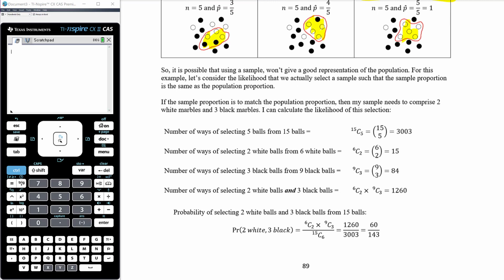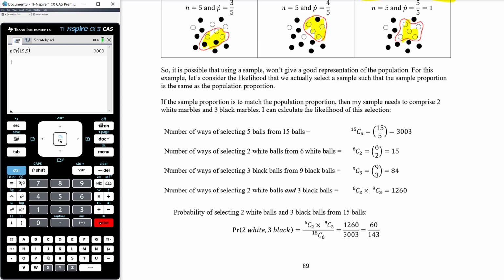First, the number of ways of selecting 5 balls from 15 balls. So the number of possible selections that I could make, imagining that the balls are all numbered, so that choosing balls 1, 2, 3, 4, and 5 is different from choosing 1, 2, 3, 4, and 6. That would be considered a different selection, even though it's still 5 black balls. The number of ways of choosing 5 balls from 15 balls is 3003. On the calculator, in the combinatorics menu, menu 5 for probability, 3 for combinations, we've done 15 choose 5. You can confirm there that it's 3003.